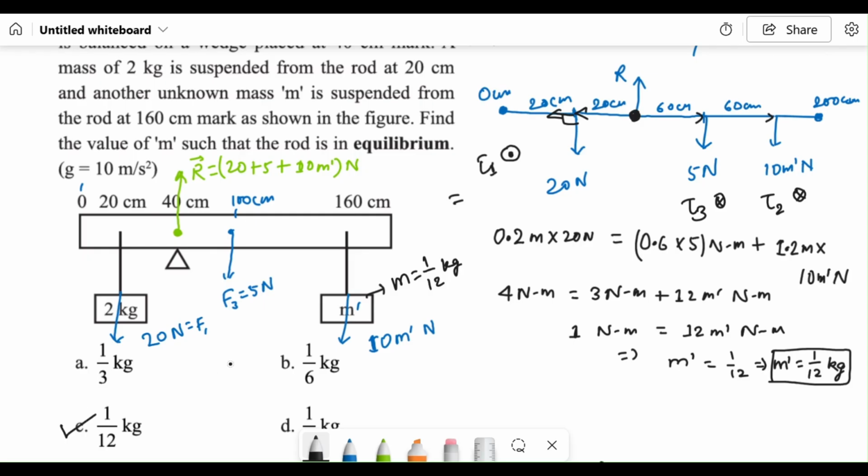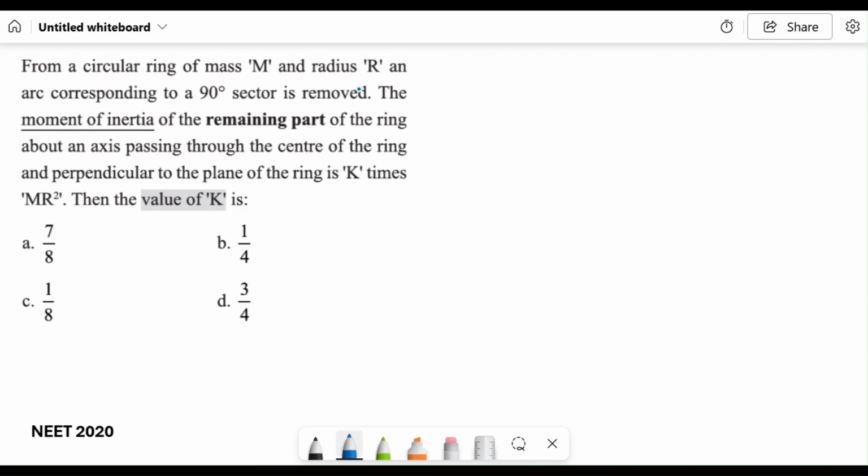Here we have a circular ring of mass m and radius r, and an arc corresponding to a 90-degree sector is removed. The moment of inertia of the remaining part of the ring about an axis.